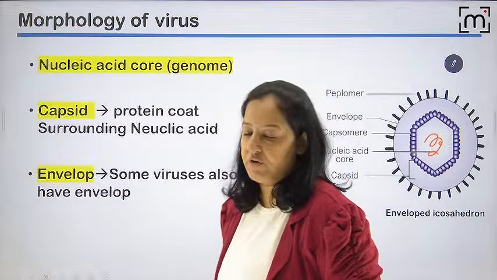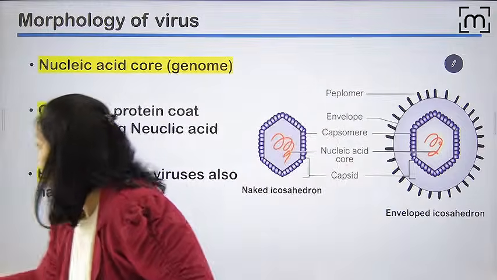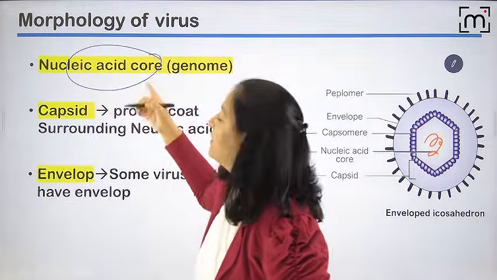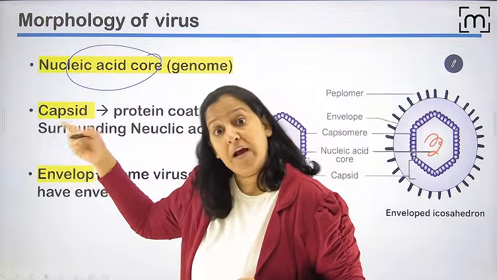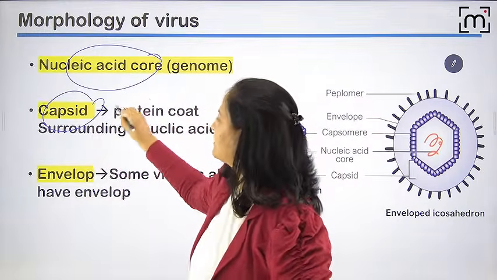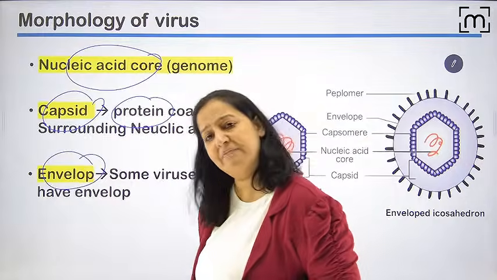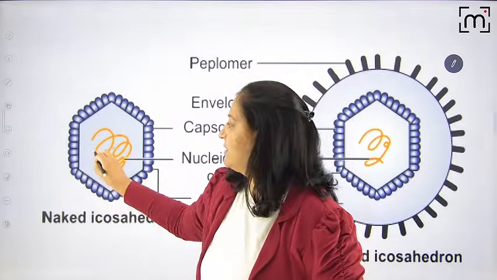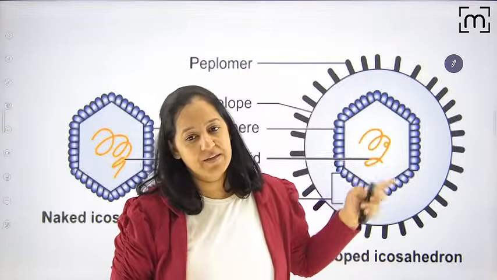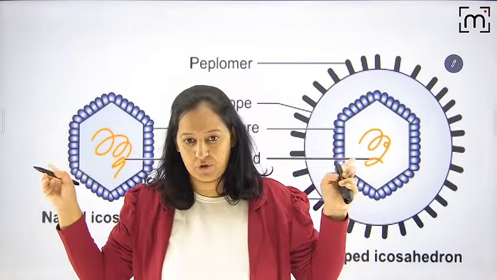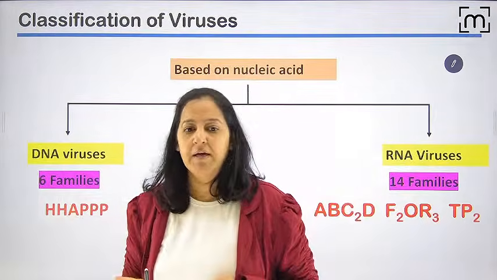Now the basic structure of the virus. You can appreciate it here. You can see nucleic acid. It is made up of DNA or RNA, never both. Capsid, it is protein, and envelope. Some viruses have it, some do not. This is the naked virus, and this one is enveloped. Nucleic acid is present in both. Capsid is present in both. That is the thing.